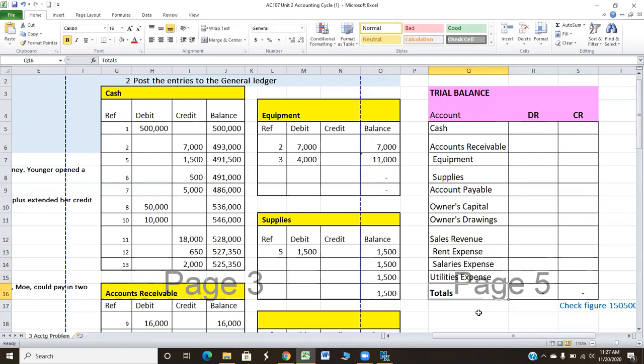Okay. For many of you, and I think I sent out an email to everyone giving you a tip and a trick. When it comes to what kind of balance these accounts have, there's a trick. Assets, drawings, and expense accounts will have a debit balance in the trial balance. So you put their ending balance in the debit column. Liabilities, capital, and revenue will have a credit balance.